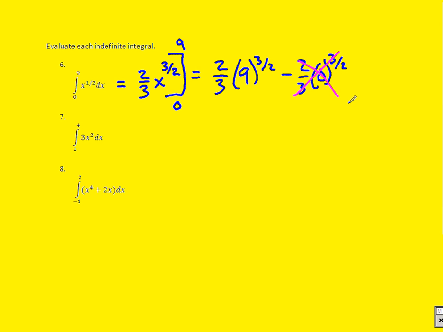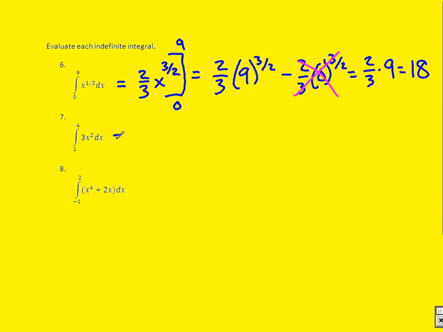That part goes away. So that's going to leave me with just 9 to the 3 halves power times 2/3. Well, 9 to the 3 halves power will be 27, and 27 times 2/3 gives us 18 as our final answer. And you'd be able to plug this into your calculator to check your answer as well.